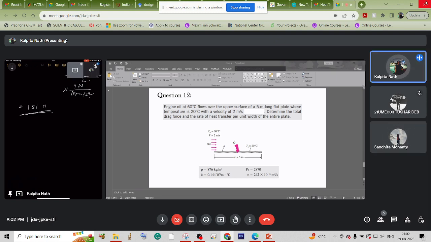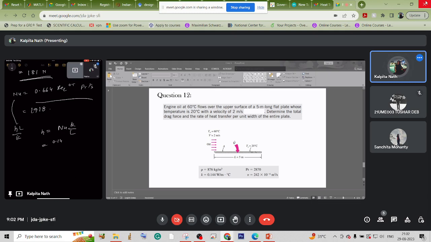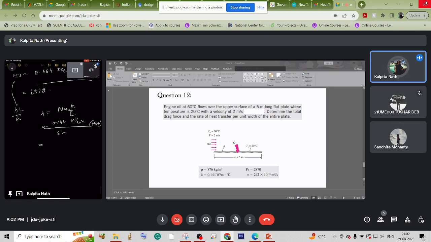Now for laminar flow, as I have given in the first slide, Nusselt's number is equal to 0.664, Reynolds number to the power 0.5, Prandtl number to the power 1 by 3. So this will come out to be 1918, because Reynolds number is 4.13 into 10 to the power 4 and Prandtl number is 2870, right? So Nusselt's number is HL by K. So H will come out to be Nusselt's number into K by L, that is 0.144 watt per meter degree Celsius. This is K, L is 5 meter, and this is multiplied with 1918. So this comes out to be 55.2 watt per meter square degree Celsius.